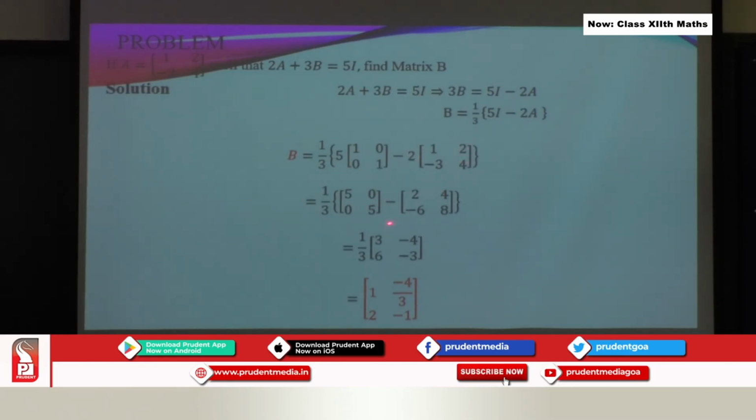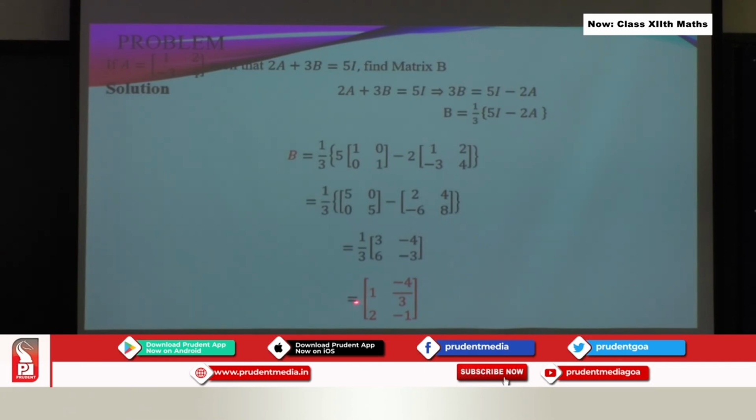Now here 2 gets multiplied, so I get this matrix minus this matrix. So when I subtract, here see 5 minus 2, I get 3. Again here, 0 minus 4, I am getting as minus 4. Similar way I get these 2 entries, and now again the final scalar multiplication I am supposed to do. So over here, 1 by 3 gets multiplied to the corresponding entries.